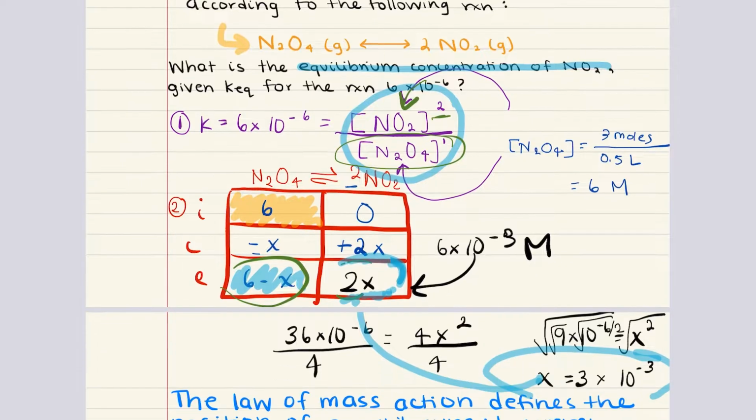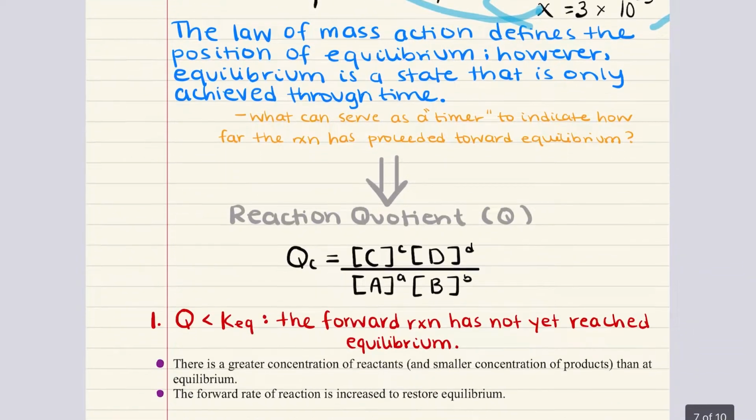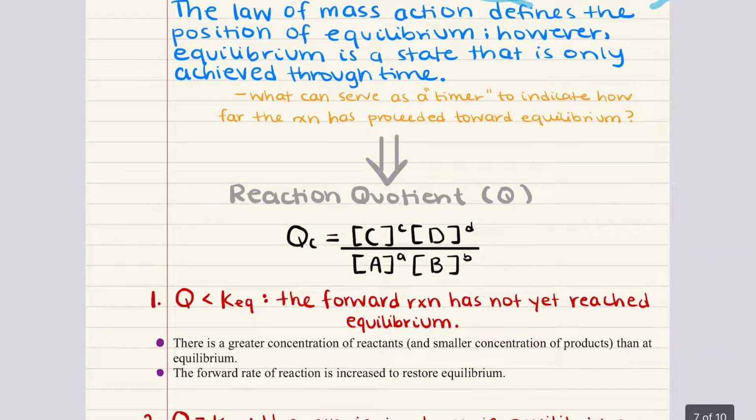Wonderful. Now with that, we want to transition into a different topic. And this topic revolves around the law of mass action again. We said that the law of mass action defines the position of equilibrium. But achieving equilibrium takes time. And it can vary from microseconds to millennia, depending on the rates of the forward and reverse reactions. Keeping that in mind, then, it's important to be able to gauge how far a reaction has progressed towards equilibrium.